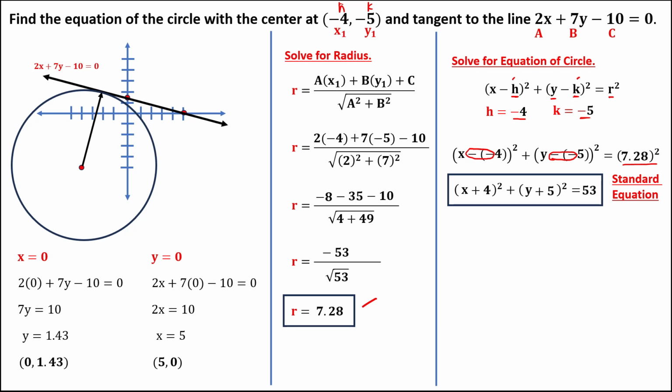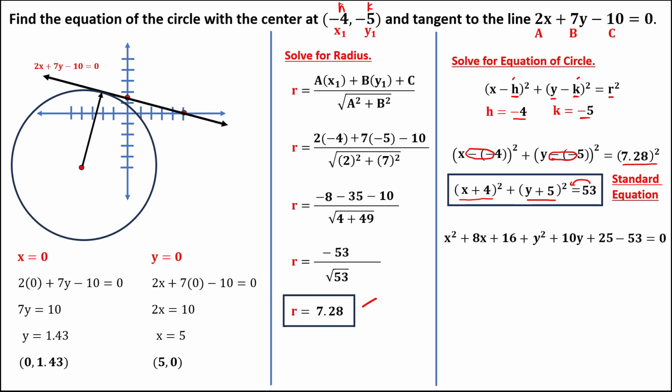Then to find the general equation of the circle, we just need to expand the square of a binomial. So this quantity (x + 4) to the power 2, to expand, this is equal to x squared + 8x + 16. Then plus, for this (y + 5) quantity to the power 2, to expand, this is equal to y squared + 10y + 25. And transpose this positive 53 to the other side. So this becomes -53 = 0.